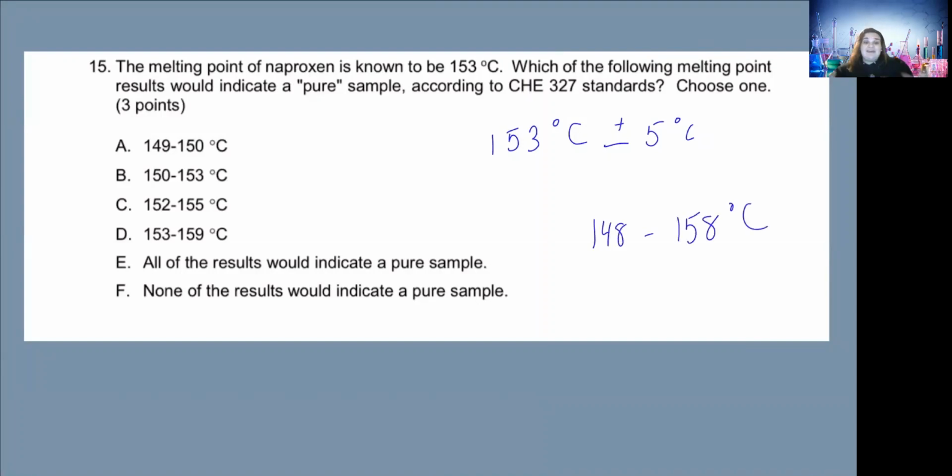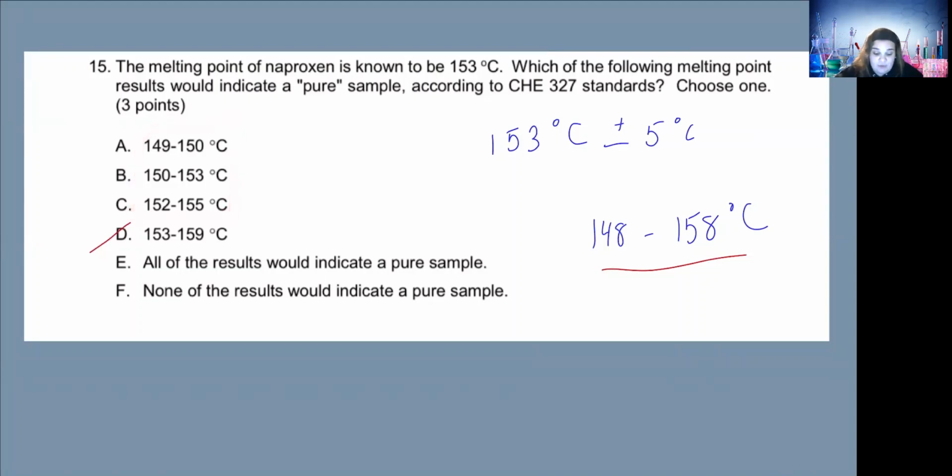Okay, within that 10-degree range, to be a pure sample, the two values we pick must be 1 to 2 degrees Celsius apart, right? So first, let's take a look. Does anybody fall outside this range? And yes, D does. So D is out. Now let's take a look at the ranges between these guys.